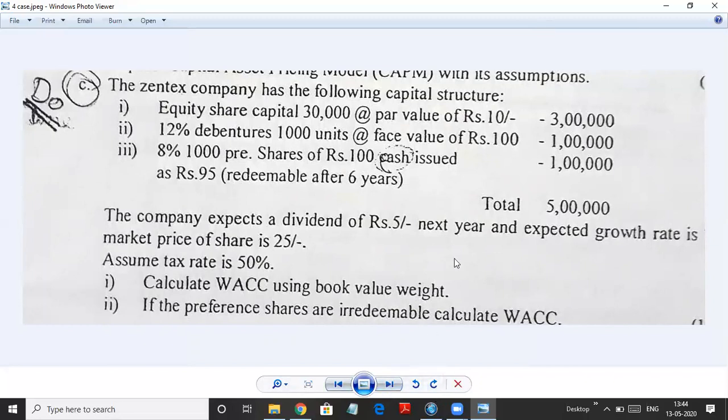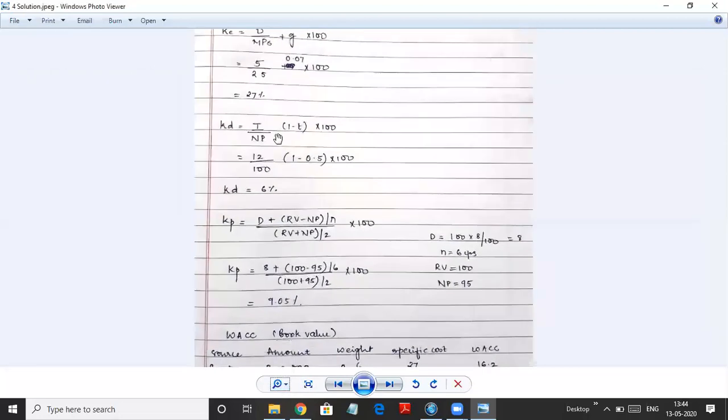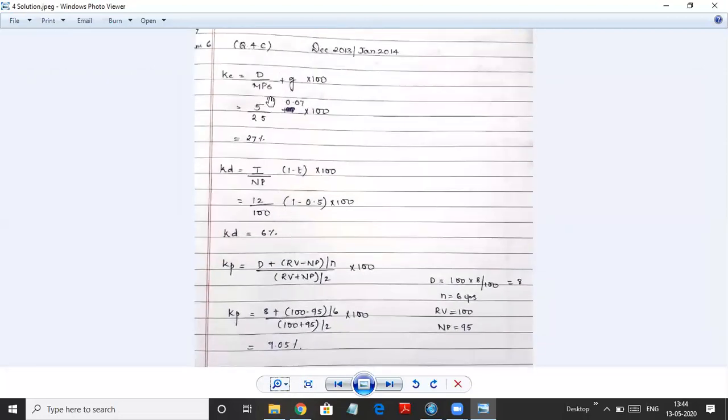So they've not given the specific cost. We have to find the specific cost. So first we'll start with cost of equity. The formula for cost of equity is dividend divided by MPS plus G into 100.